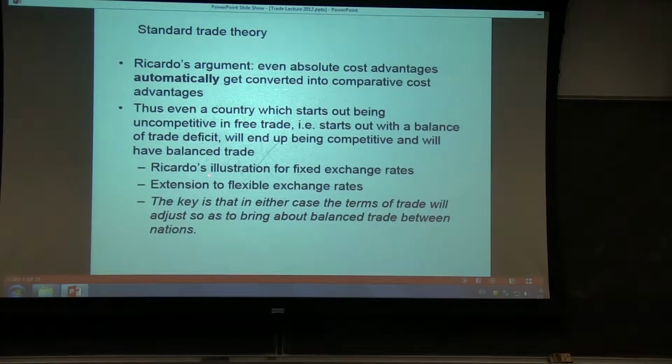And he illustrates it for fixed exchange rates, but it's easily extendable to flexible exchange rates. The key is that in either case, the terms of trade between nations will move in such a way as to make countries that have higher costs competitive in the end. And so the question is, how does that work?